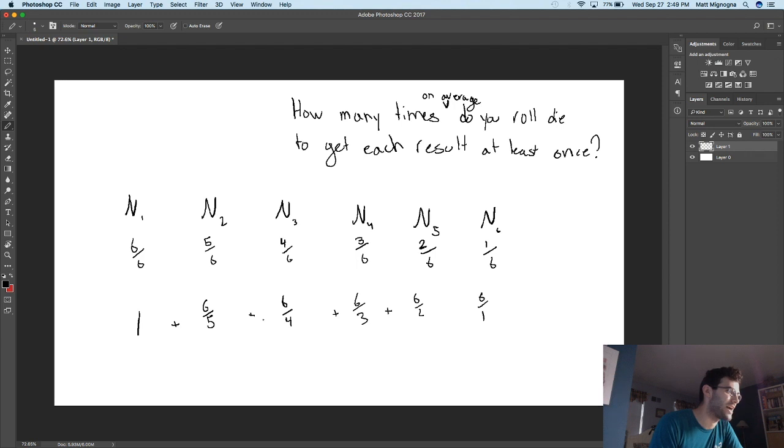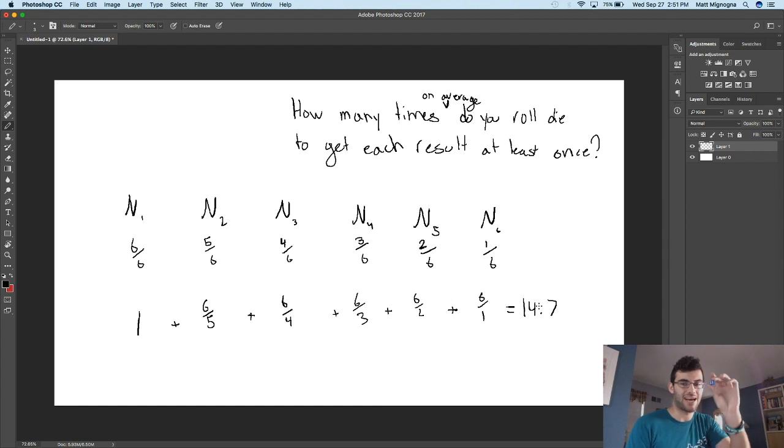And so I should have done this beforehand, but if you add all these together, let me actually just Wolfram Alpha this really quickly, and then I'll tell you what we get when we add all these together. Great, so I looked it up, should have had that done before, and the answer is 14.7.